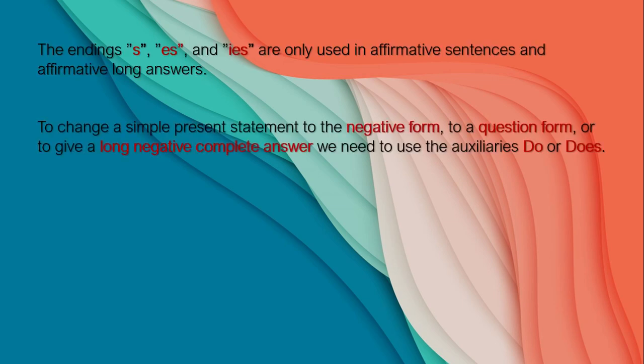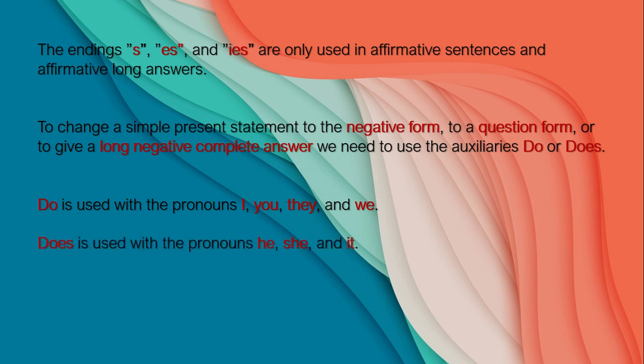The endings s, es, or ies are only used in affirmative sentences and affirmative long answers. To change a simple present statement to the negative form, to a question form, or to give a long negative complete answer, we need to use the auxiliaries do or does. Do is used with the pronouns I, you, they, and we only, and does is used with the pronouns he, she, or it.